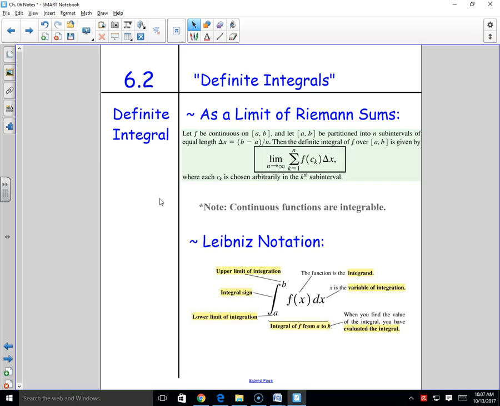Integrable. Integrable, is that integrity? I should know how to say this word, and I still don't.